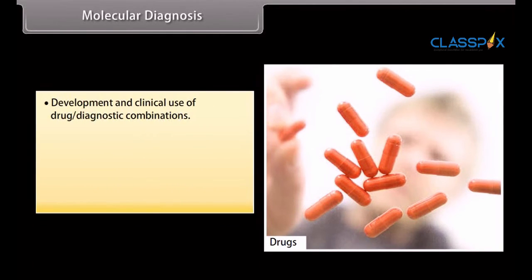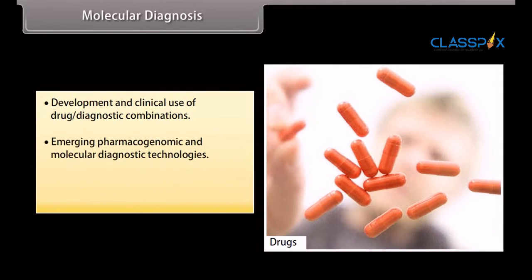Development and clinical use of drug diagnostic combinations. Emerging pharmacogenomic and molecular diagnostic technologies. Regulatory issues in diagnostics and personalized medicine.